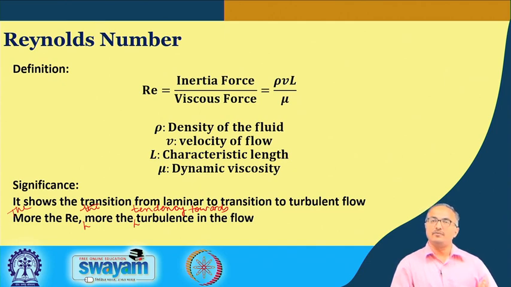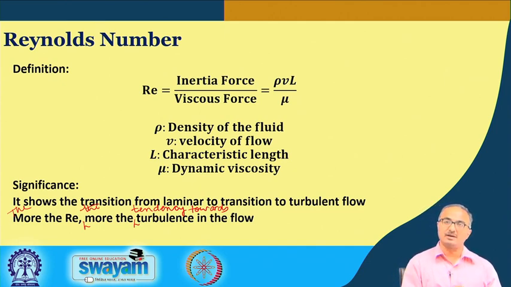And you will find that in heat transfer and mass transfer, various correlations have been proposed, and these correlations are also valid for some given range of the Reynolds number. Some correlations are valid for laminar flow and some correlations are valid for turbulent flow.